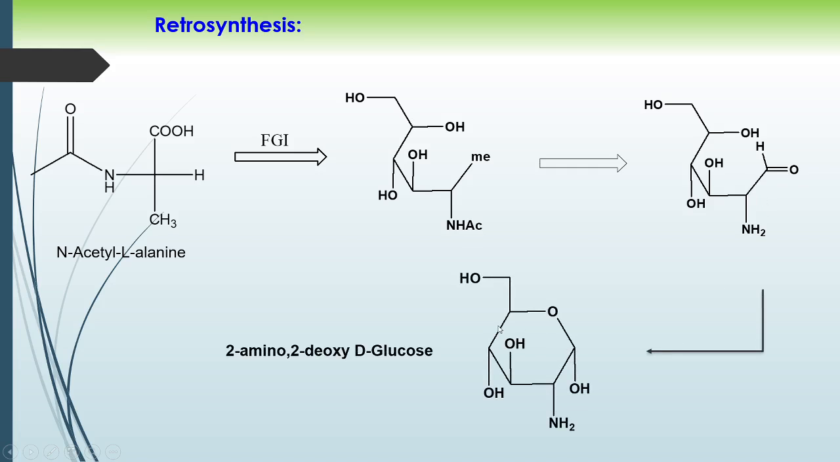In the last step we get 2-amino 2-deoxy-D-glucose. This is the structure for D-glucose but here there is no hydroxy group; here it is an NH2. Therefore we write here 2-amino 2-deoxy-D-glucose. So this is our chiral precursor for the synthesis of L-(+)-alanine. This is the retrosynthesis for N-acetyl L-alanine. Now see the synthesis.